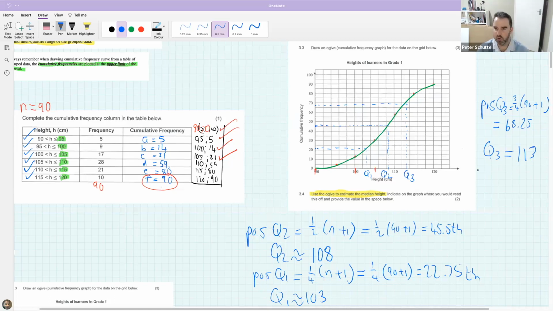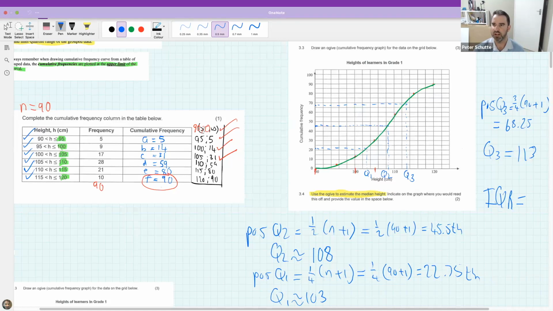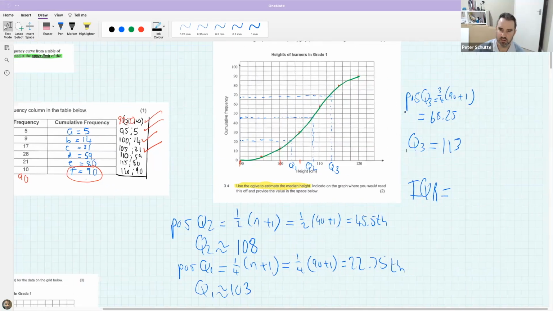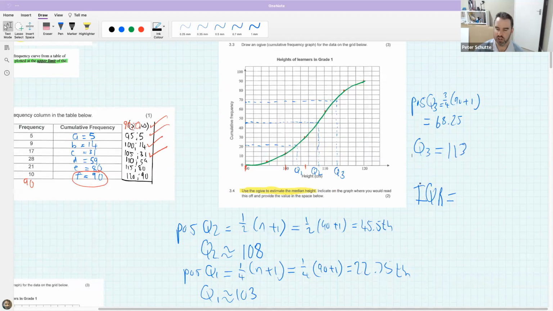Awesome. So we have an estimate. Well, there would be some leeway. We don't have to be exact because it's an estimate. But as a final thing here, or second final thing, can you give me an estimate of the interquartile range for this ogive? What is an estimate of the interquartile range, the region where the middle 50% of the data is sitting?